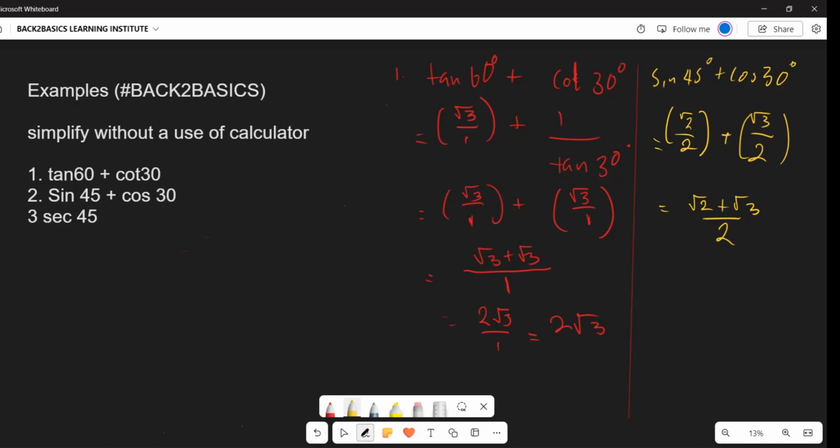So now, is there anything that you can do with root 2 plus your root 3? Now you can check what is root 2 plus root 3. It's still the same thing. So you can leave it like that, right? So now let's look at your number 3.